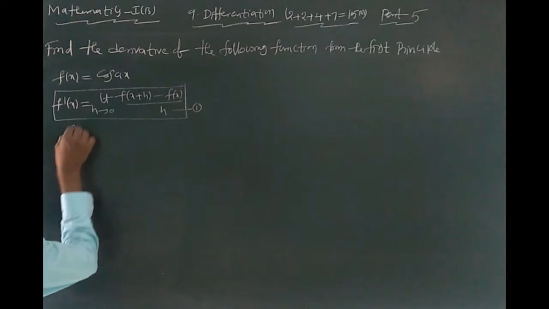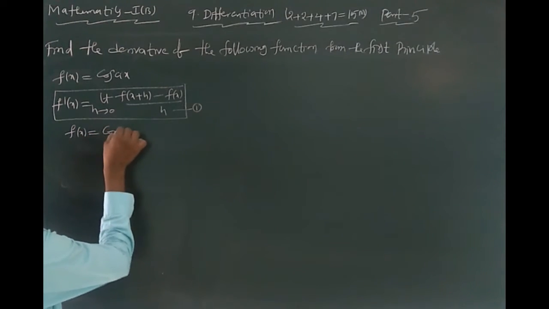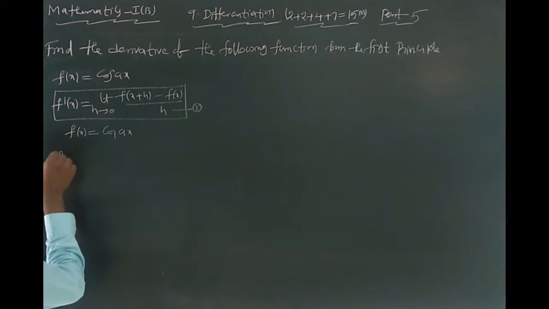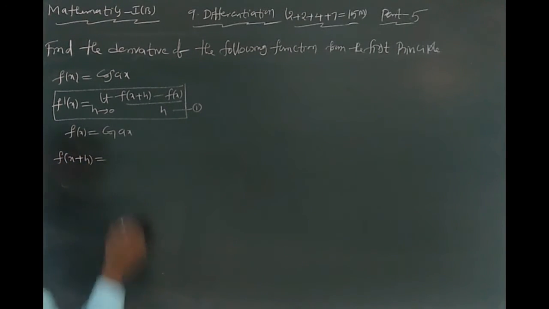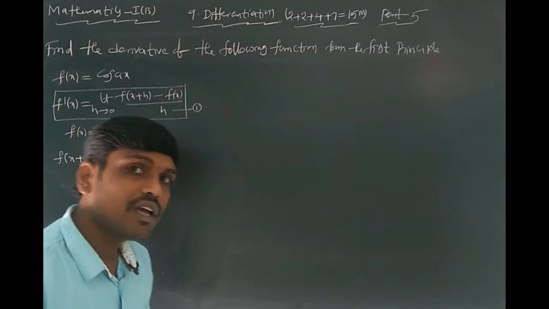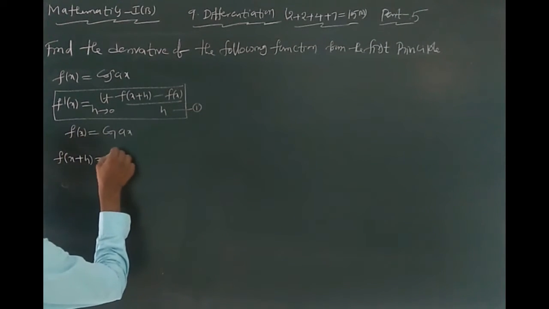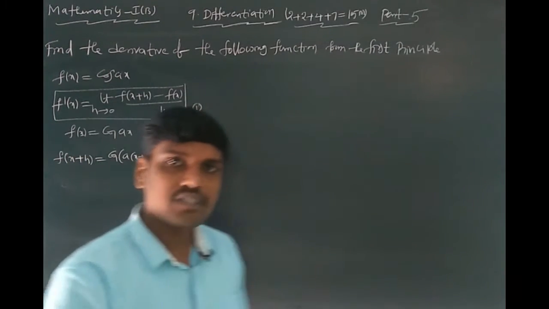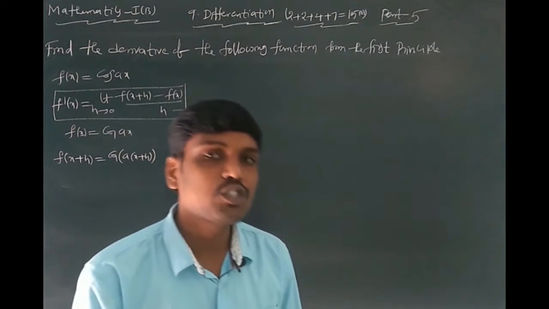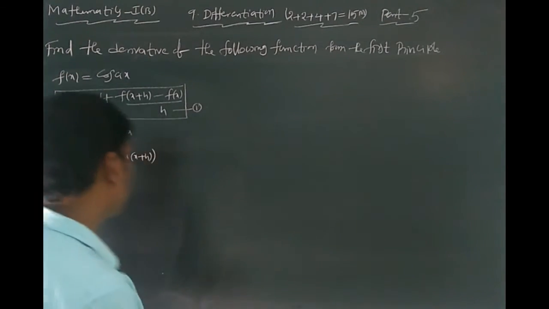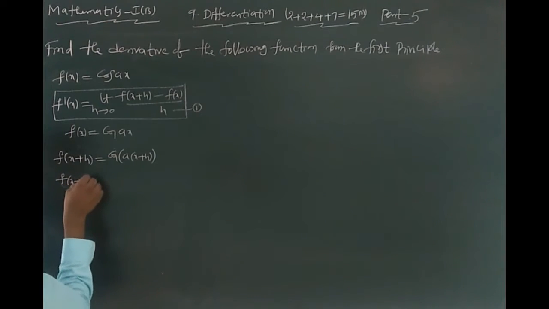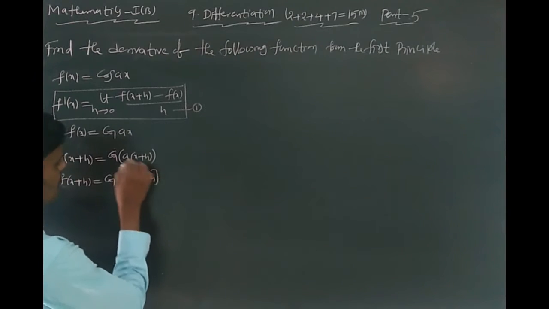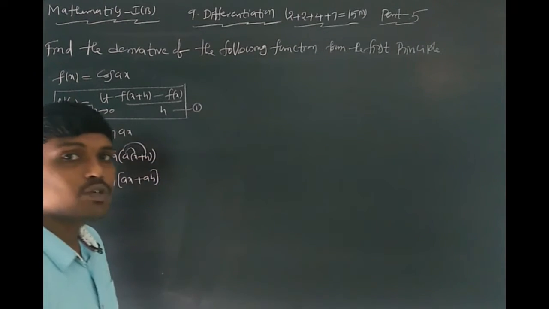This formula you can write as equation 1. Here you know that f of x value is cos ax. That's why f of x plus h: in place of x you can write x plus h, so a into x plus h. Understood or not? f of x is equal to cos ax; in place of x, write x plus h, and you get f of x plus h. That f of x plus h is equal to cos of ax plus ah, cos of a into x plus a into h.